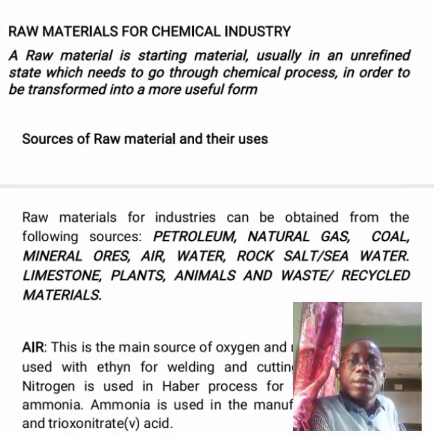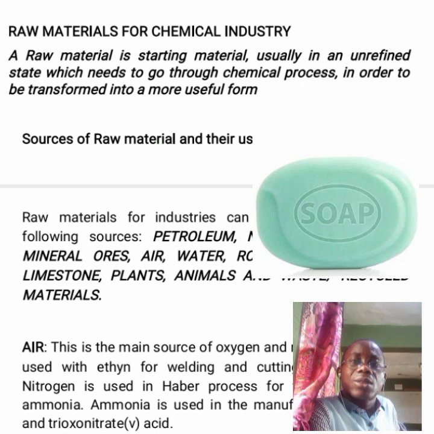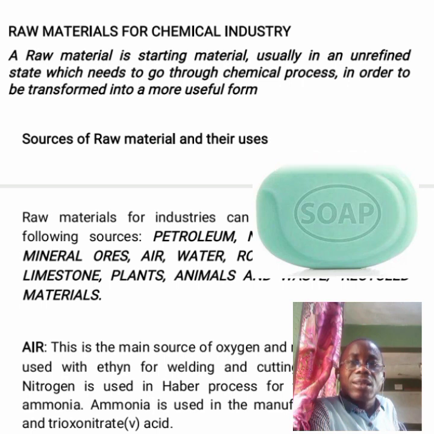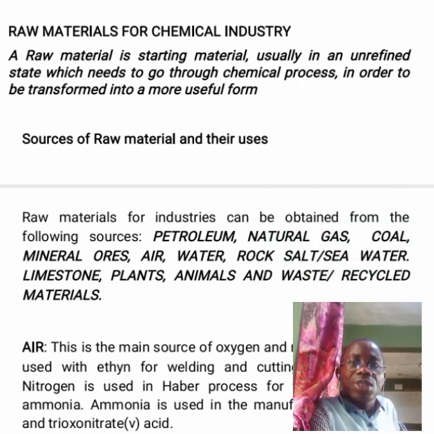So what is the chemical industry? I'm sure you have used some chemical products like soap, detergent, toothpaste, powder detergent, body cream, body lotion, and the rest of them. Right, these products are made in the chemical industry. So what are chemical industries? We define a chemical industry as an industry that uses chemical processes to convert raw materials into useful products. By chemical processes, I mean chemical reaction, and then some separation technique to obtain those substances in their pure forms.